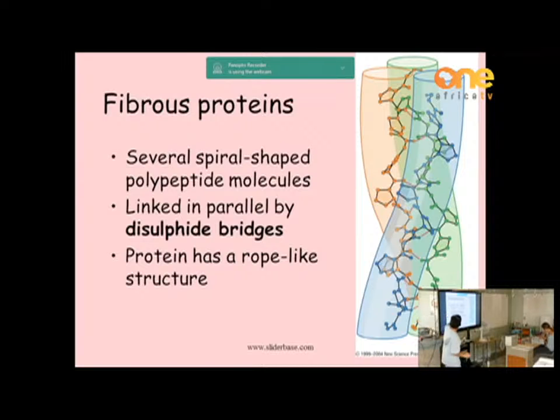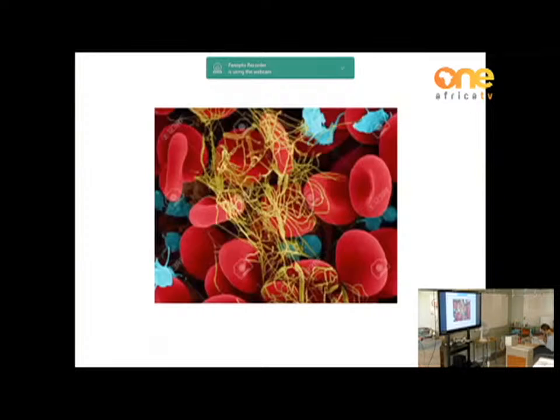So here it's just showing us fibrous proteins. That's important, and that you understand it is a rope-like structure. When you burn hair or nails, you get a sulfur smell. It's because of sulfur bridges inside to keep them together. This picture I want to show you. That yellow net there is fibrin. And fibrin is the net that forms the moment when you have a cut.